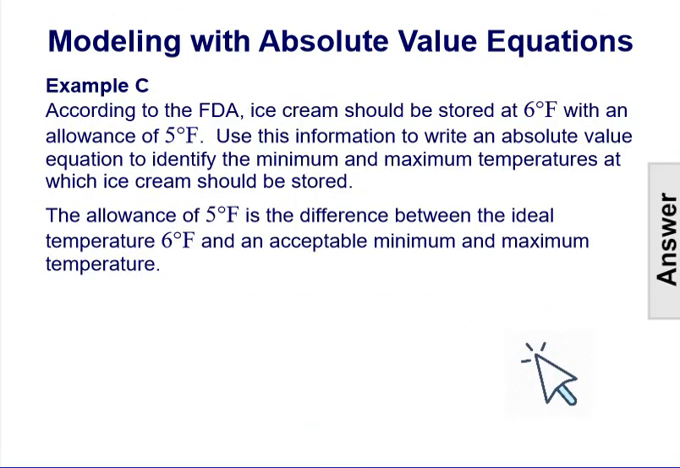Here's example C. According to the FDA, ice cream should be stored at 6 degrees Fahrenheit with an allowance of 5 degrees Fahrenheit. Use this information to write an absolute value equation to identify the minimum and maximum temperatures at which ice cream should be stored. So the allowance of 5 degrees Fahrenheit is the difference between the ideal temperature of 6 degrees Fahrenheit and an acceptable minimum and maximum temperatures. You're basically allowed to have plus or minus 5.